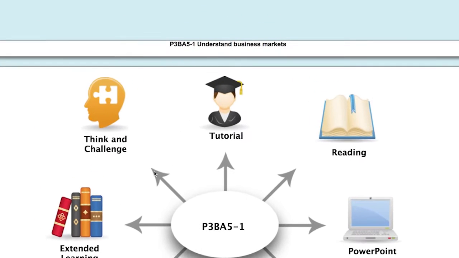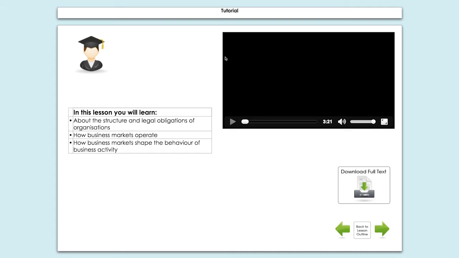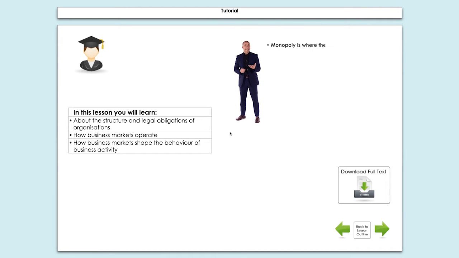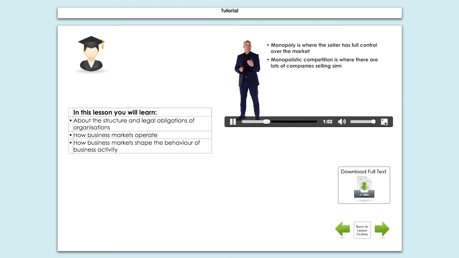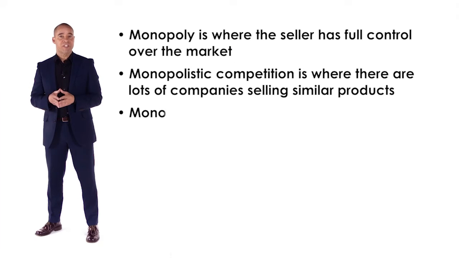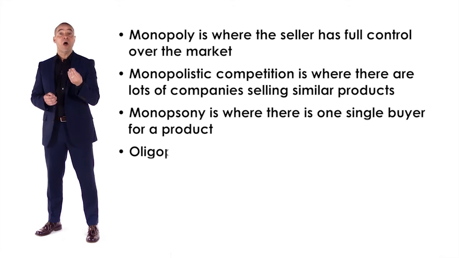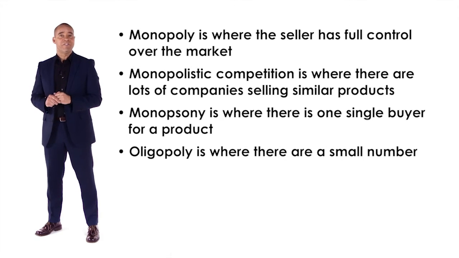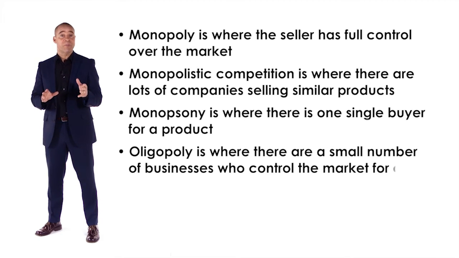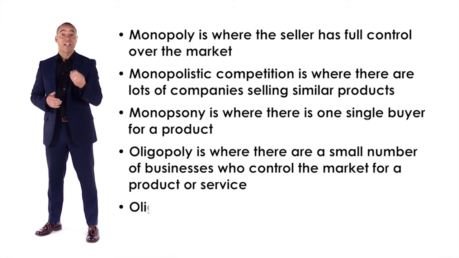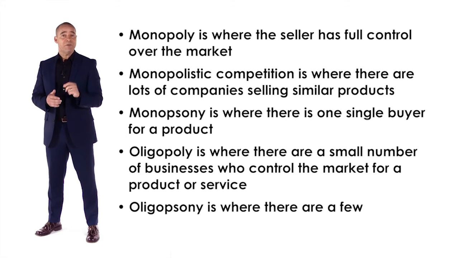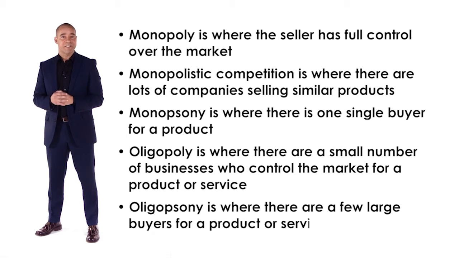Lessons start with a tutorial. This lasts between 6 and 10 minutes and involves a teacher delivering the main points of the lesson, with bullet points emphasising key words where this is helpful. Here are a couple of examples from a business and administration course at level 3. Monopsony is where there is one single buyer for a product. Oligopoly is where there are a small number of businesses who control the market for a product or service. Oligopsony is where there are a few large buyers for a product or service.